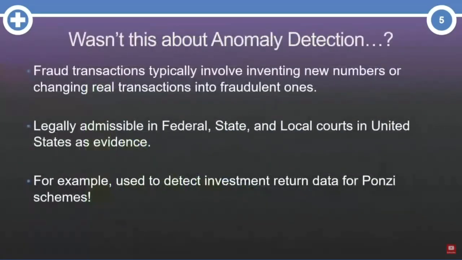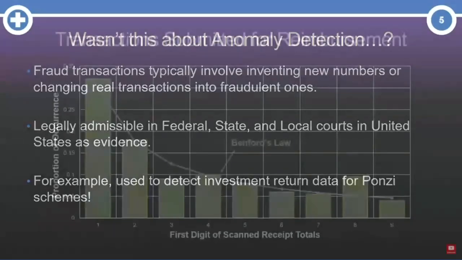But wait, wasn't this video about anomaly detection? Yes, it is. People have noticed that fraudulent transactions, which involve inventing new numbers or changing real transactions into fake ones, don't follow Benford's Law as some of them should. Criminals try to assume things happen uniformly, when in actuality, they don't. In fact, Benford's Law is actually legally admissible in federal, state, and local courts here in the United States as evidence. It has even been used to detect fraudulent investment return data for Ponzi schemes.